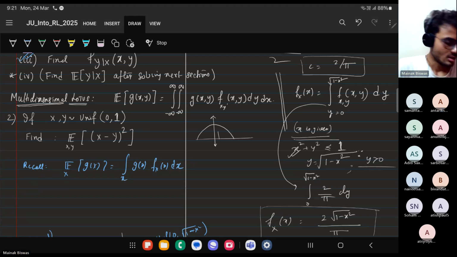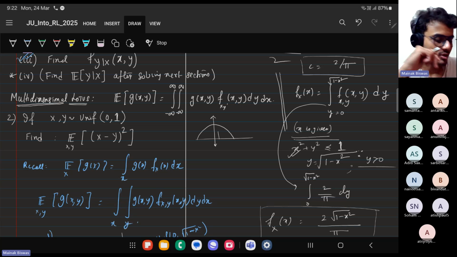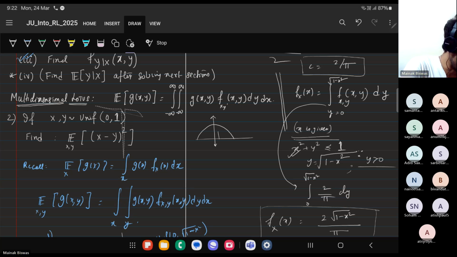Yes. Fine. So now we are saying that we will do it for a joint. Similarly, it can be any function of the two variables. So what will it be? It will be again similarly, just an analogous equation, I'll write: the integral of g of x comma y, f of x y, dy dx, over all x and y. Fine. So if you have understood this, let us try and solve this question. This will help you to appreciate the multivariate LOTUS a bit better.